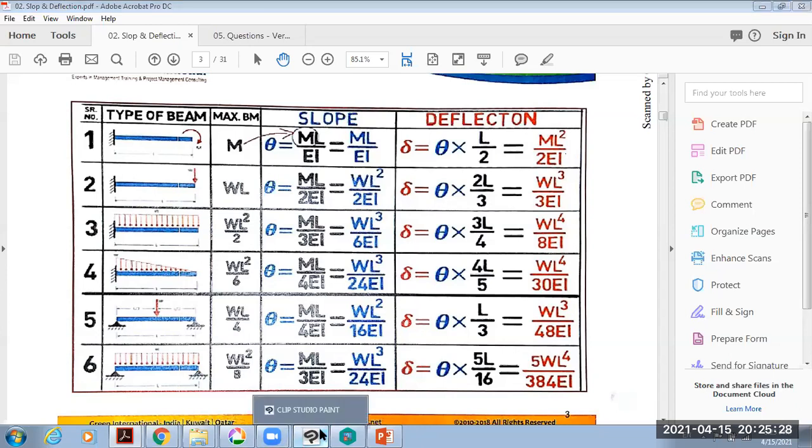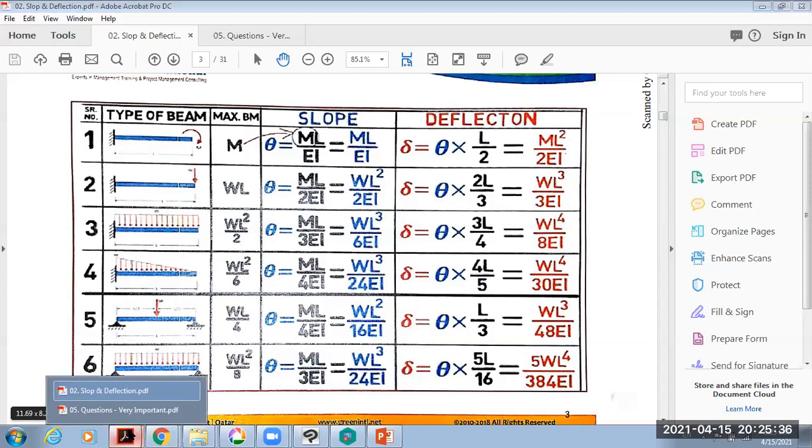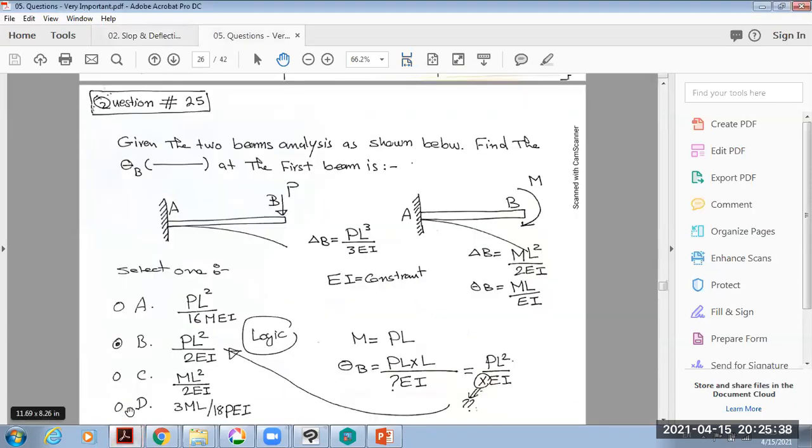But if you go to our question, it gives you a hint. See, function of what? The slope is a function of ML and EI. That's it. So all the options you have, a function of what? Function of 16M down. Is this 16M the correct answer? No, it is wrong. You have to consider both cases.